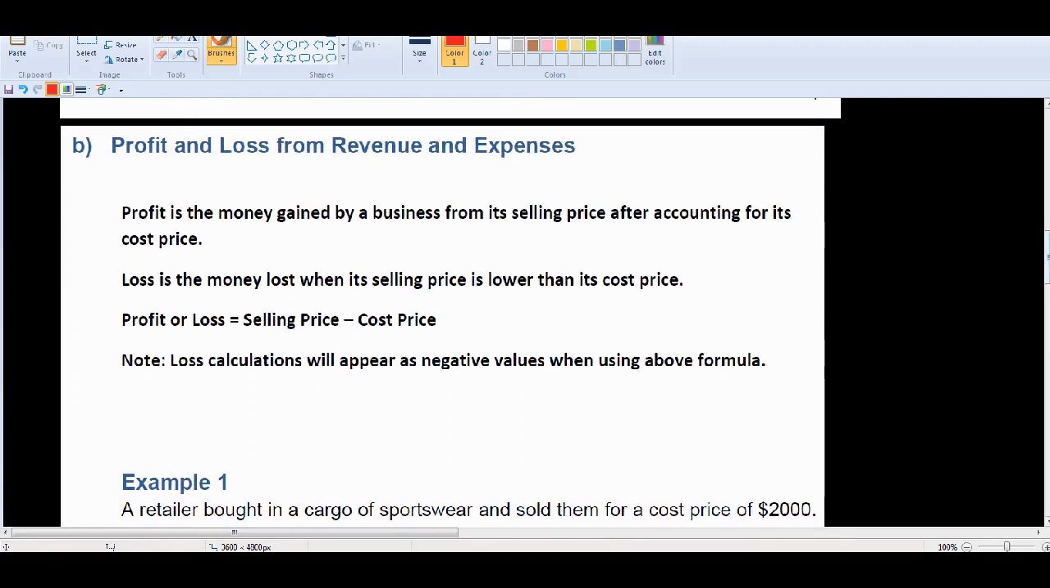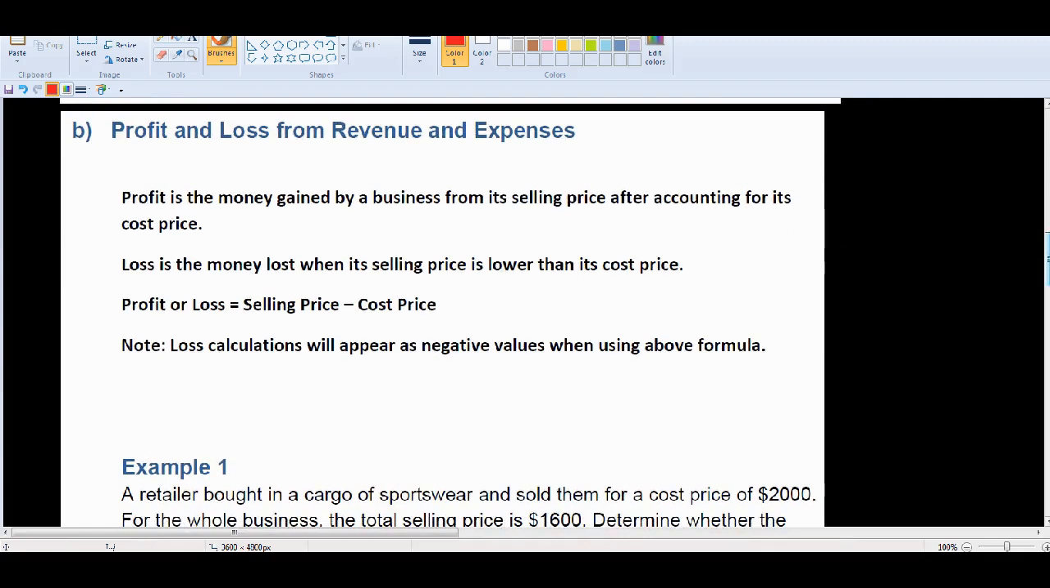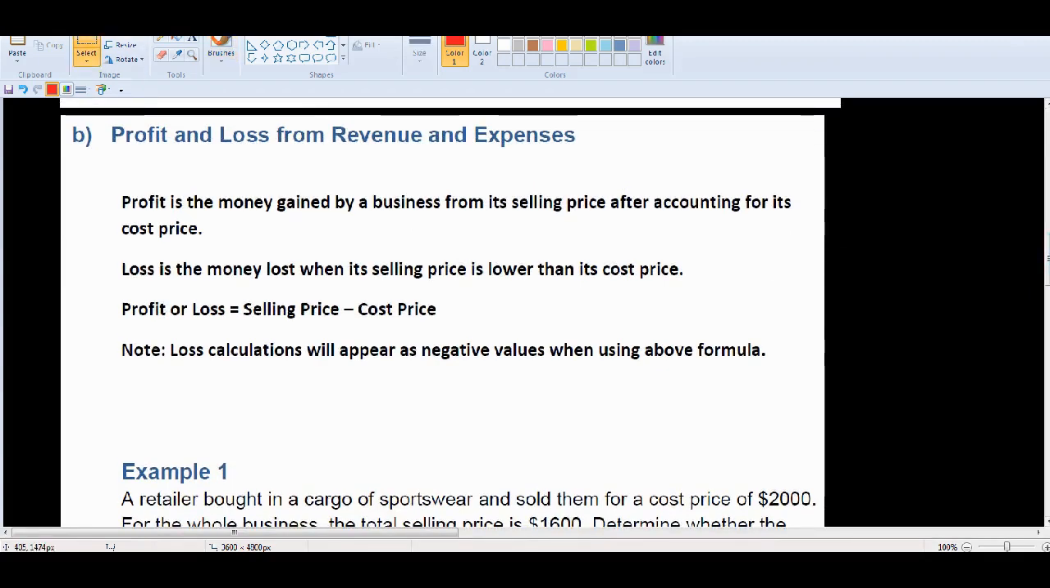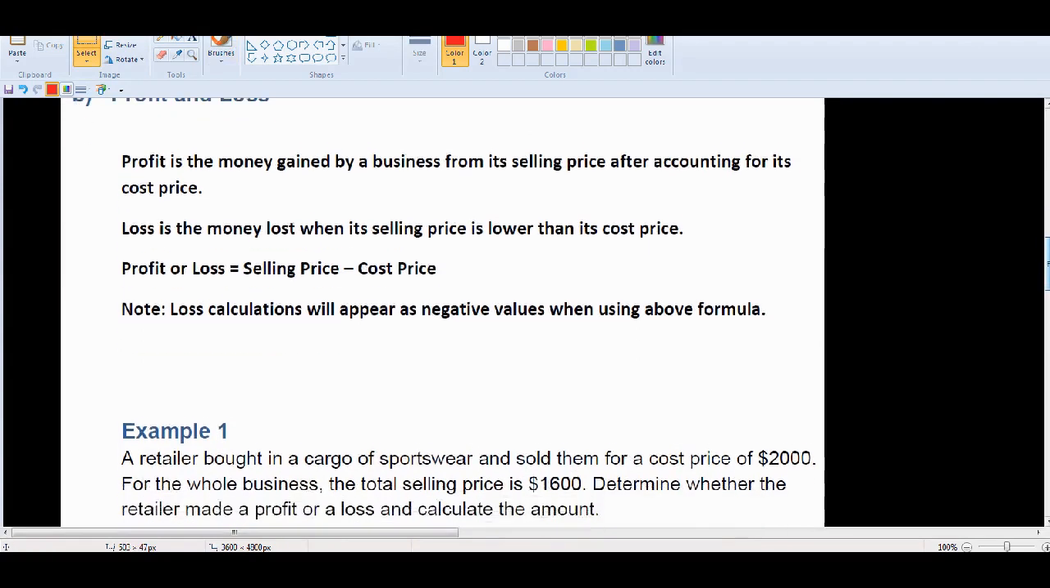Right, so then we are going to talk about the profit and loss. You just ignore the terms here. I forgot to erase that from my notes.